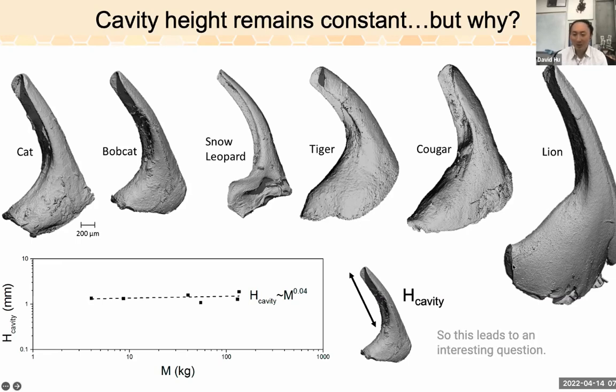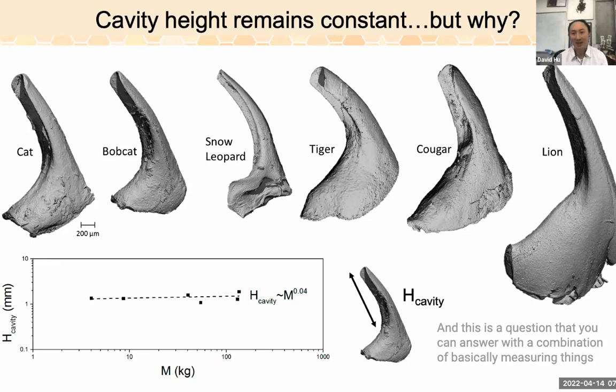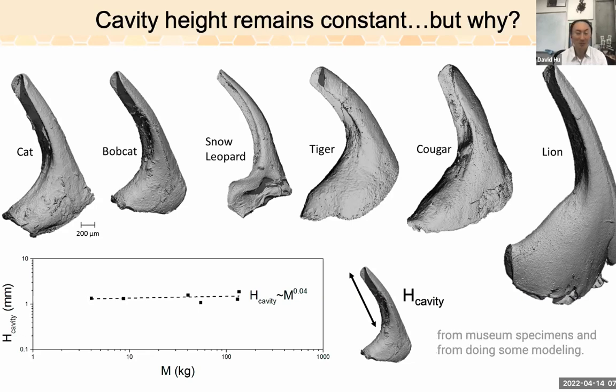So this leads to an interesting question. Why, if so many other parts of animals increase in size, why did that papilla stay the same size across animals? And this is a question that you can answer with a combination of basically measuring things from museum specimens and from doing some modeling.